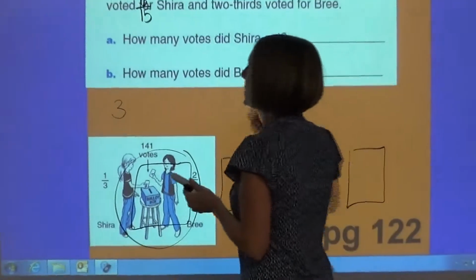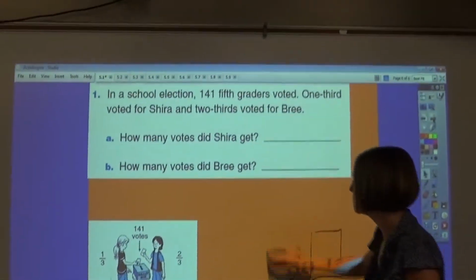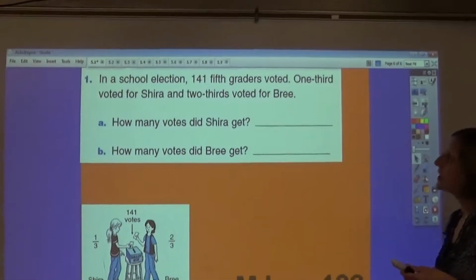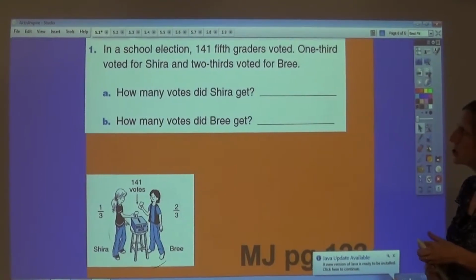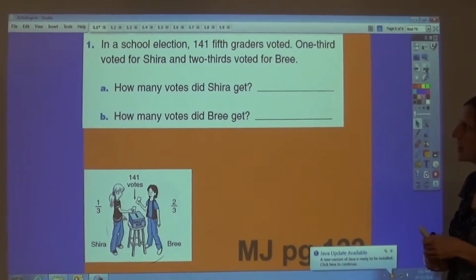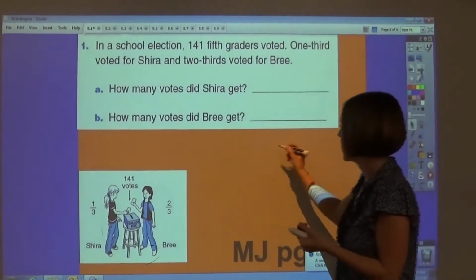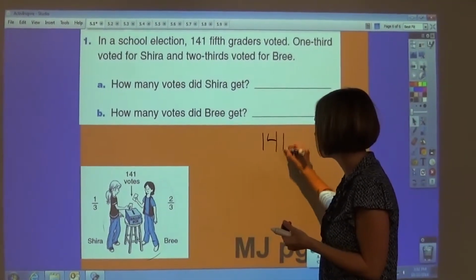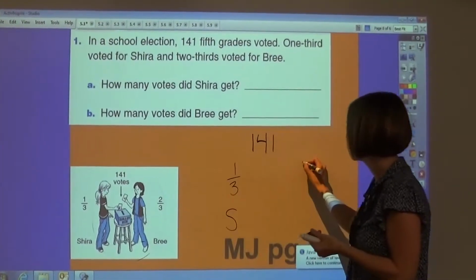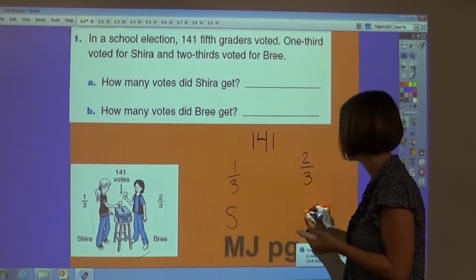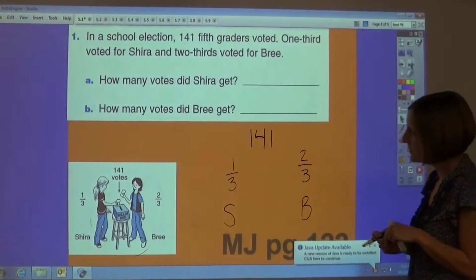Here's another example. You'll have some word problems that you have to figure out parts of the whole. It says, in a school election, 141 fifth graders voted. 1/3 voted for Shira and 2/3 voted for Bree. How many votes did Shira get? So I know that there are 141 votes all together. And 1/3 of those was for Shira, and the other 2/3 were for Bree. So I have to figure out what is 1/3 of 141.